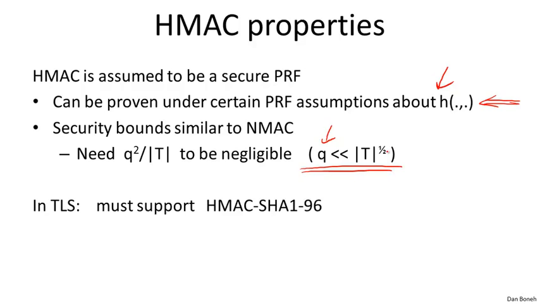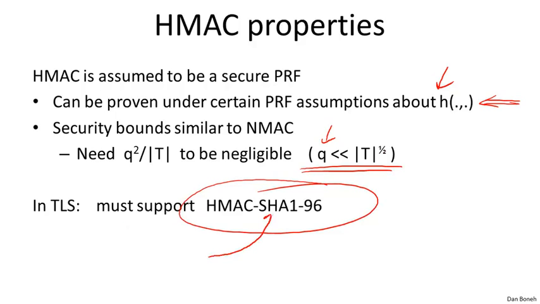And as a last point about HMAC, I'll tell you that the TLS standard actually requires that one support HMAC SHA-1-96, which means HMAC built from the SHA-1 function and truncated to 96 bits. SHA-1, remember, outputs 160 bits, and we truncated to the most significant 96 bits. Now you might be wondering, remember we said before that SHA-1 is no longer considered a secure hash function, so how come we're using SHA-1 in HMAC?